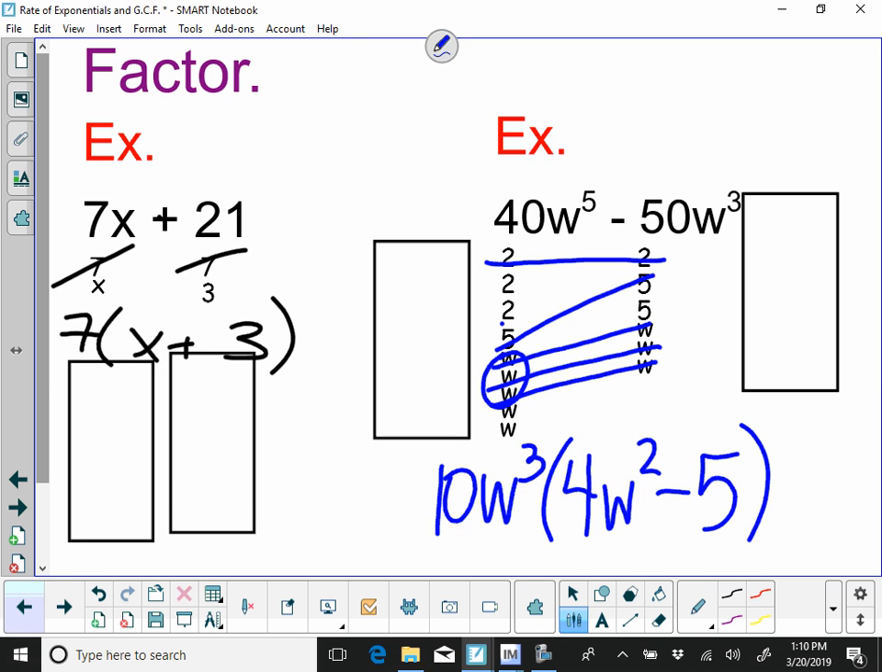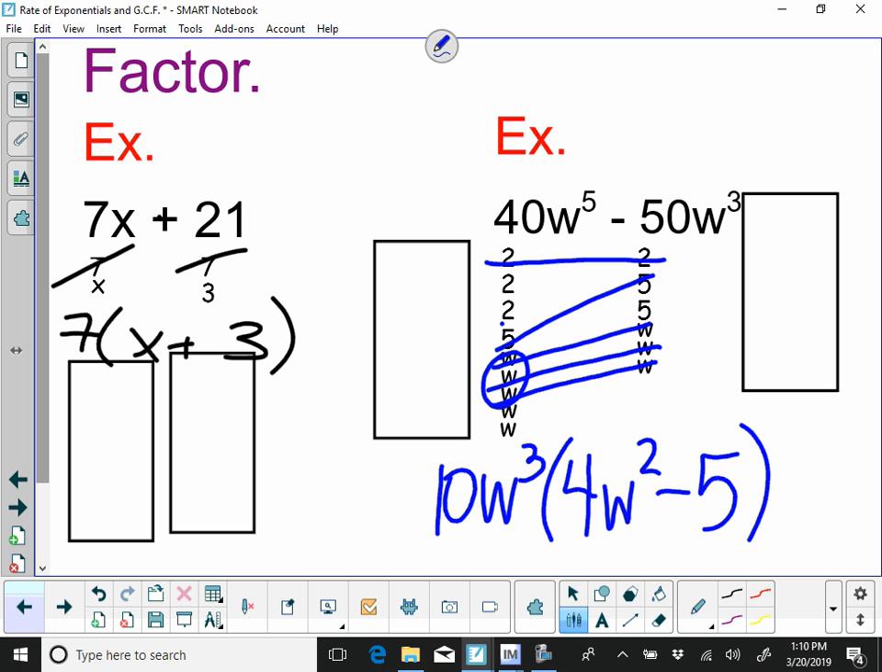Real quick, on that second one, where do you think I could have gotten the W to the 3rd from? What are my two exponents on my W's in the problem? 5 and 3. Y'all, if it's in common, it can't be any larger than the smallest one of those.